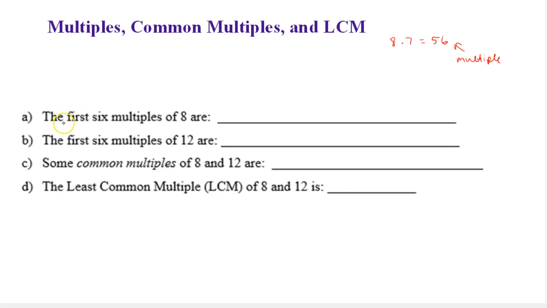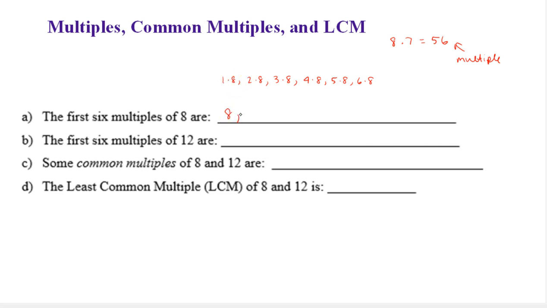So we're asked to find the first 6 multiples of 8. That means we're going to find 1 times 8, 2 times 8, 3 times 8, 4 times 8, 5 times 8, and 6 times 8. These are the first 6 because they're the smallest multiples of 8. So 1 times 8 is 8.